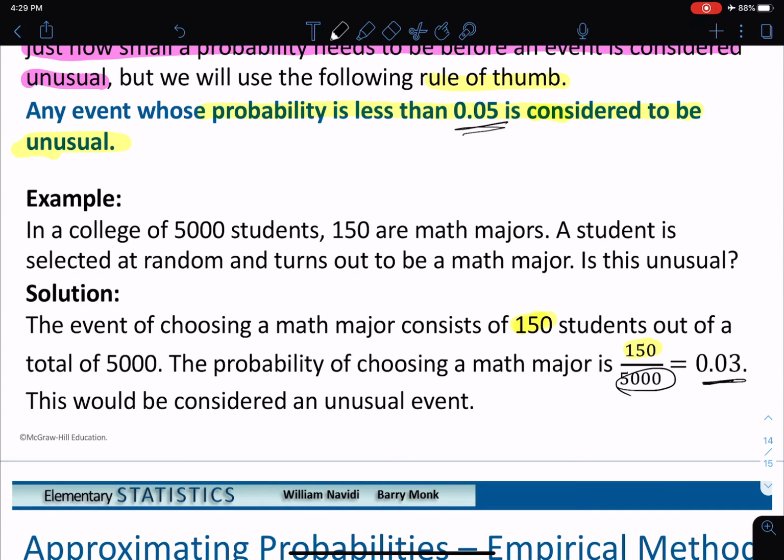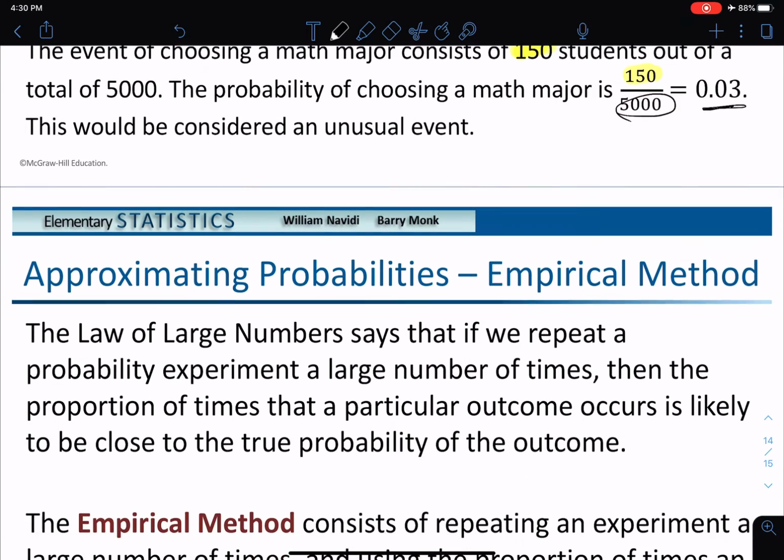So you have 150 out of 5,000, so 150 math majors out of 5,000 students. So the chances of getting a math major is only 0.03. So if you do get a math major, when you randomly select it, we would say that's unusual because the chance of getting it is below 0.05.